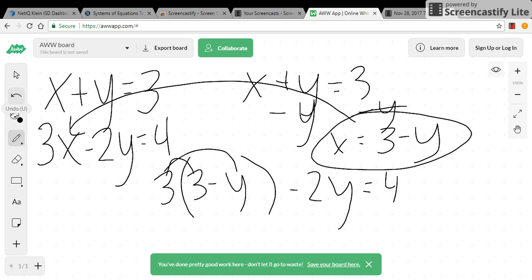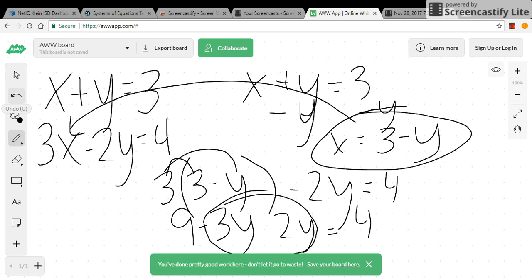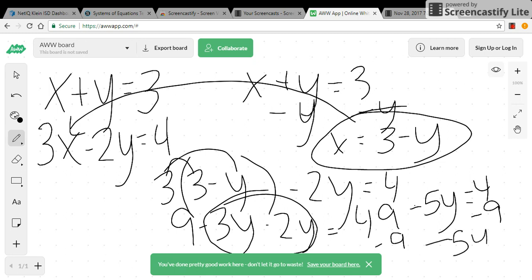So first step, distribute. We get 9 minus 3y minus 2y equals 4. Combine like terms. Negative 3y minus 2y gives me negative 5y equals, we still have 9 here and 4 over here. Minus 9, negative 5y equals negative 5, y is 1. Same thing we got before, okay?